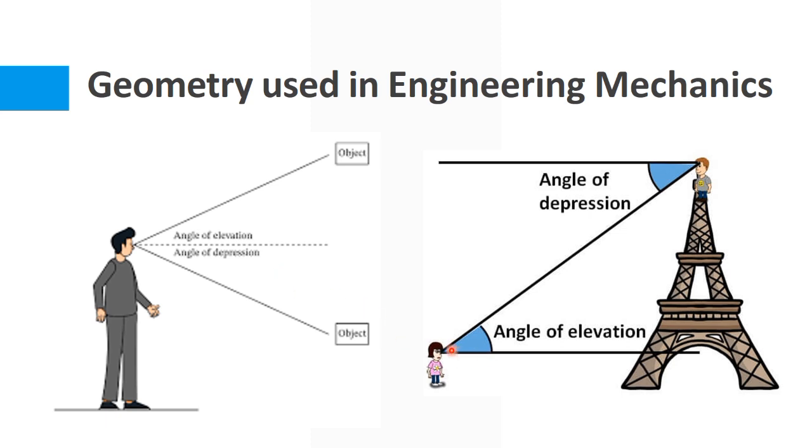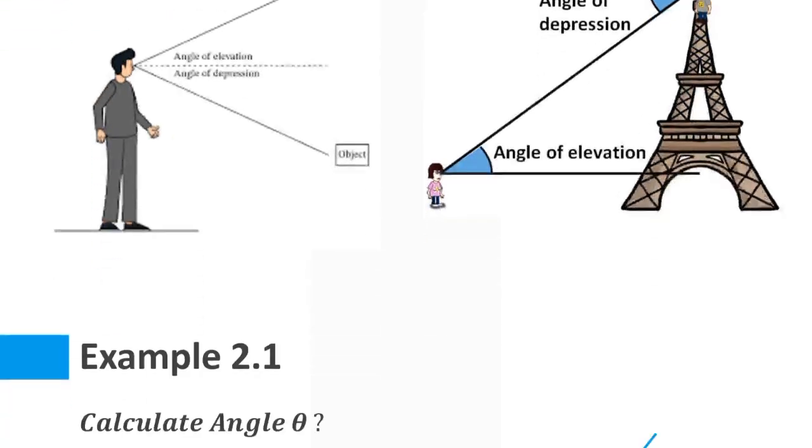For example, this is a person standing in front of the Eiffel Tower. If we draw a line which is passing through the eye level of this person, and this person is looking at the top of the Eiffel Tower, then he or she will be making an angle of elevation. And if a person is standing at the top of the Eiffel Tower, and we draw a horizontal line passing through the eye level of this person, and this person looks down, then the angle which is made with this horizontal line will be known as the angle of depression.